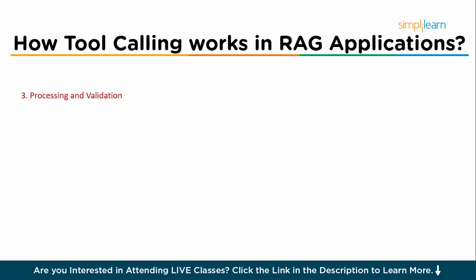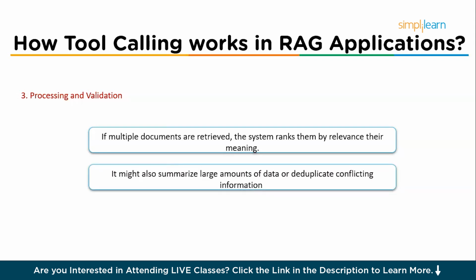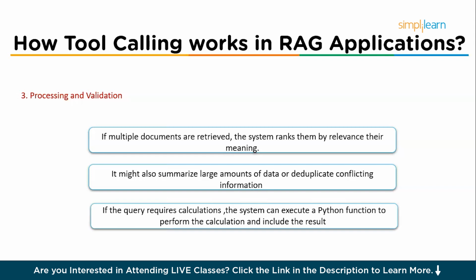Then we have processing and validation. After retrieving the data, the system must ensure the information is accurate and relevant before using it in the response. For example, if multiple documents are retrieved, the system ranks them by relevance, their meaning. It might also summarize large amounts of data or deduplicate conflicting information. If the query requires calculation, for example, what's 10% of $2,000, the system can execute a Python function to perform the calculation and include the result. This processing step ensures that the data being used is valid and useful for the final answer.